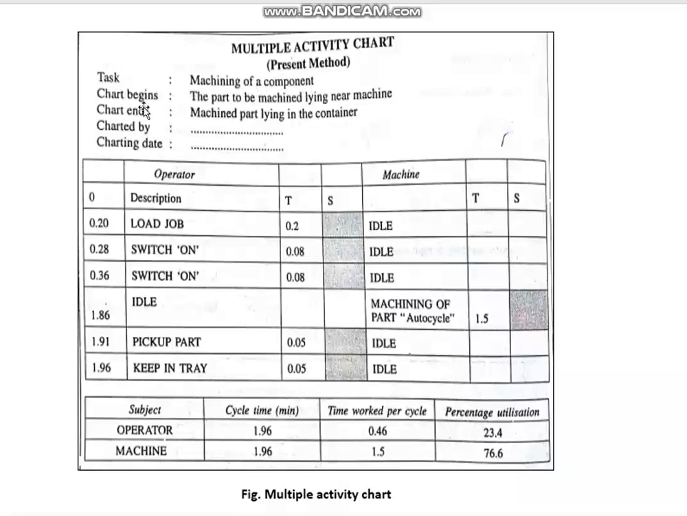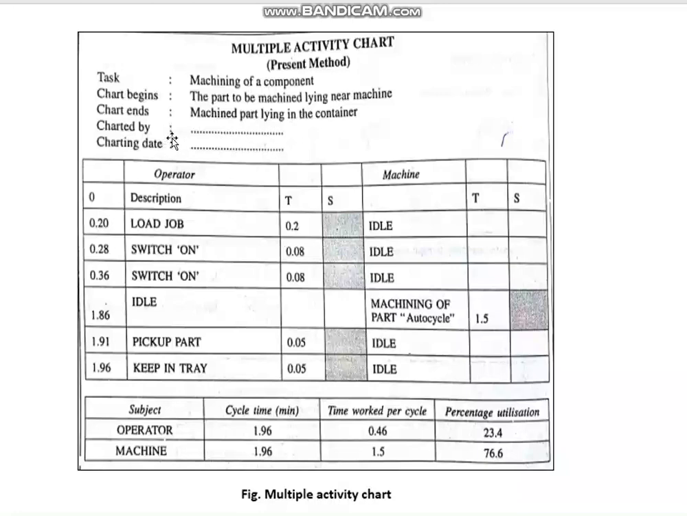Okay, now again, normally you see these two things also: where the chart begins and where it ends. Here the chart begins where the part to be machined is lying near the machine. See, there we will start. And the chart ends after the part is machined and laid in a container.